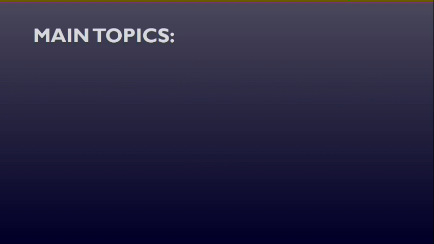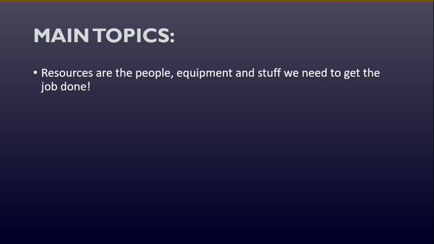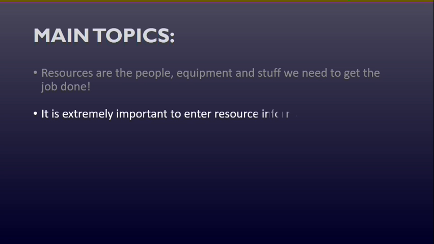Our main topics that I want to make sure you understand before you start trying to implement things in the software are, first, as we talked about in the initiation phase, resources are the people, equipment, and stuff we need to get the job done. And the second thing is that it is extremely important to enter resource information properly in Microsoft Project. That's why we're taking it slow this week.